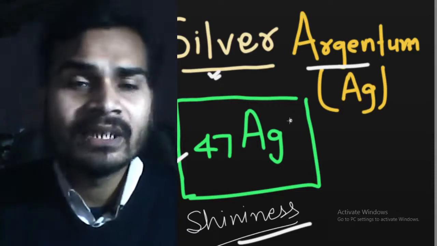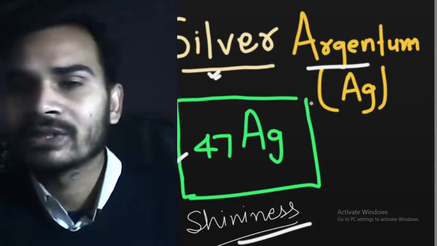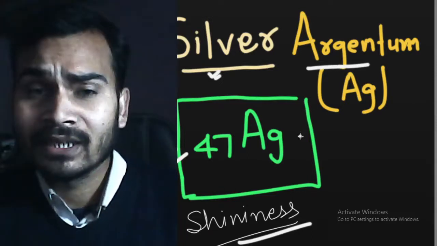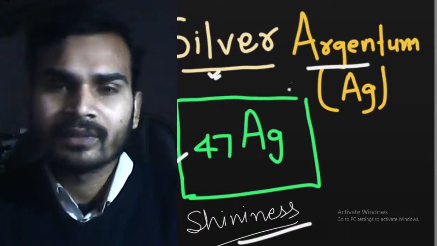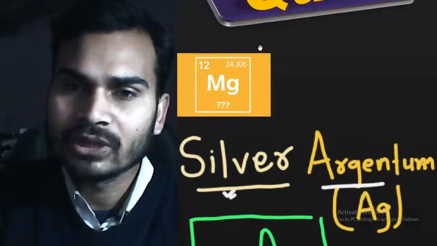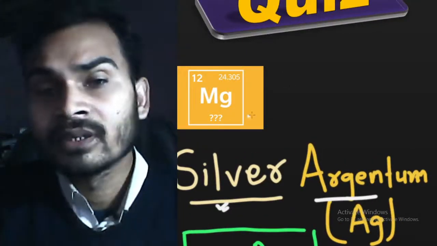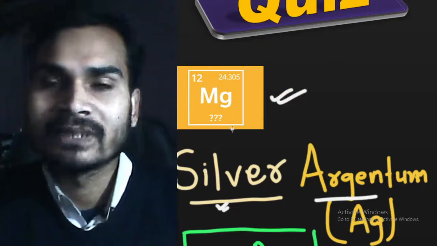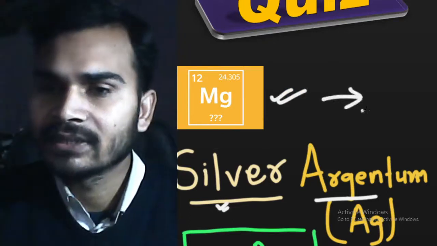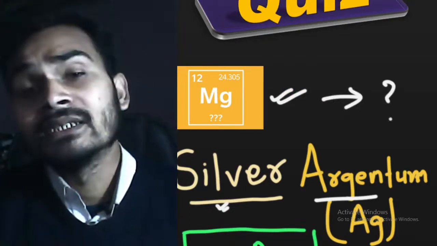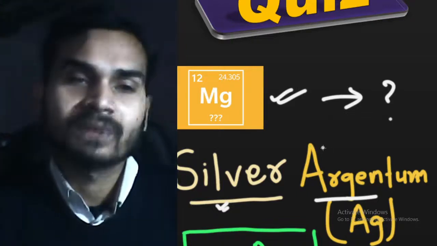So these were the few confusing symbols which we have learnt, and the most important part is the last question we should discuss right now: which symbol is represented here? You can send your answer here, and this answer will be discussed in the next video. Thank you.